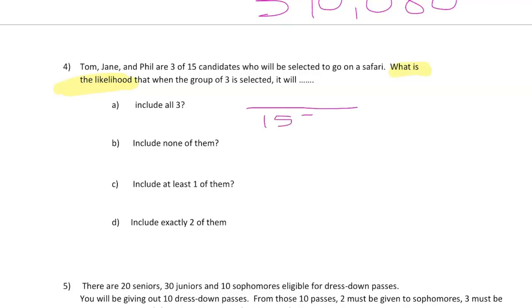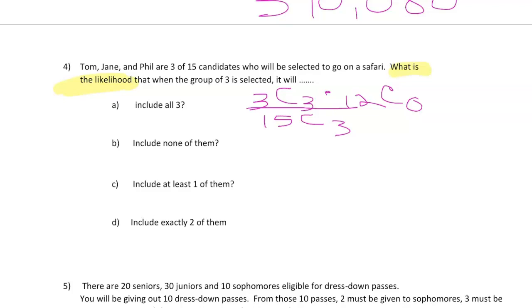15 choose 3. Okay, of that, from the Tom, Jane, Phil group, I'm going to choose all 3, and from the all other group, I'm going to choose 0. That's the probability that will include all 3 of them.